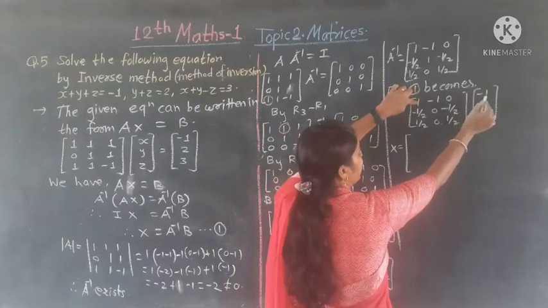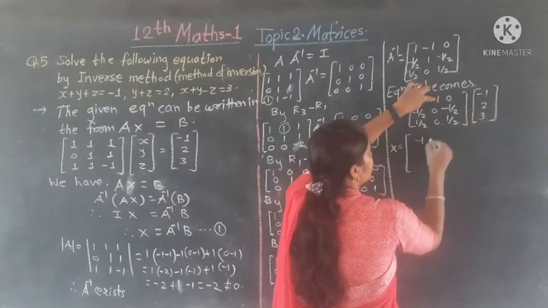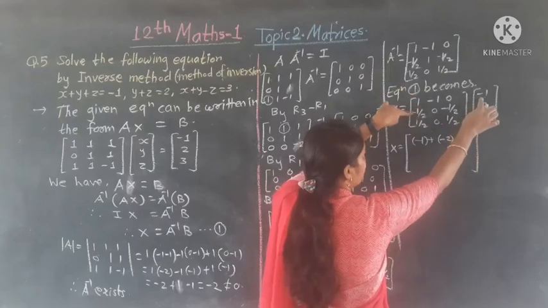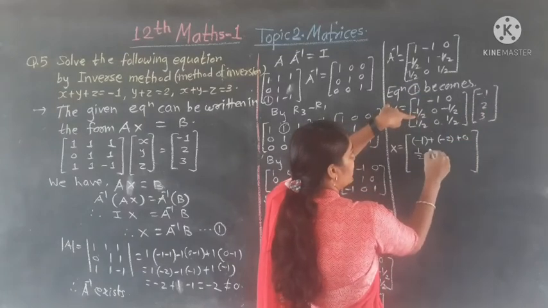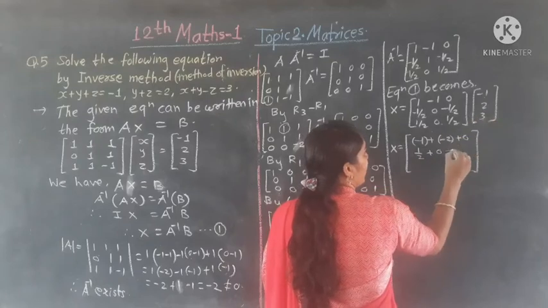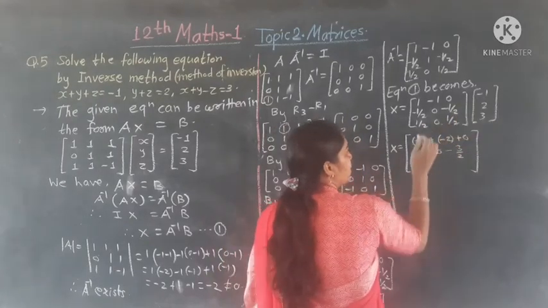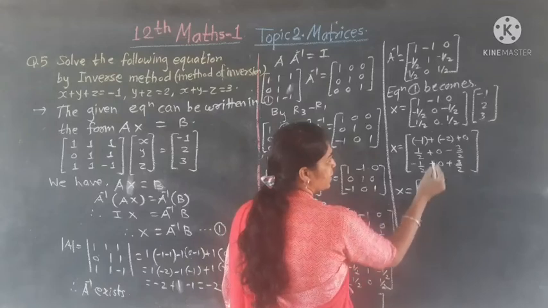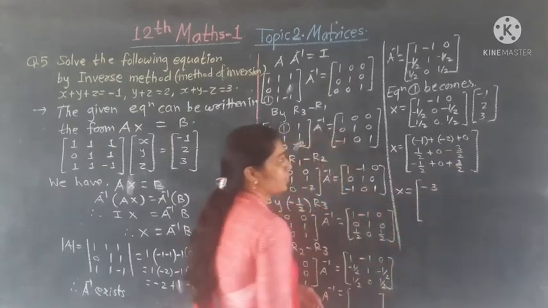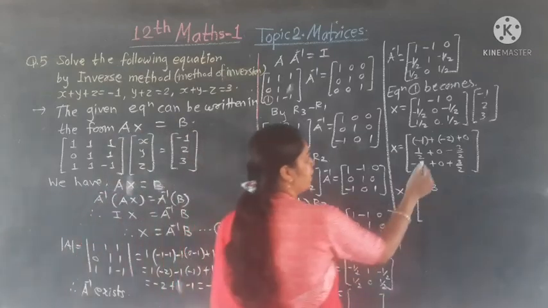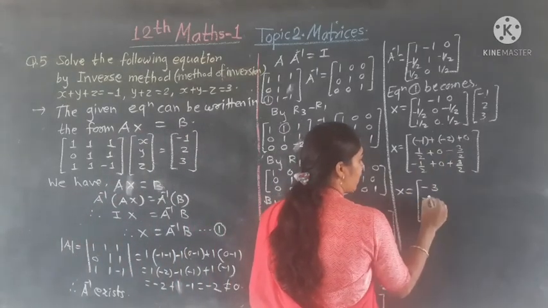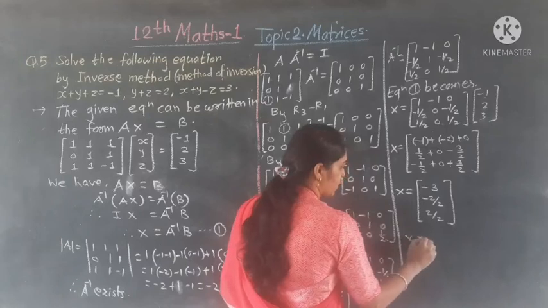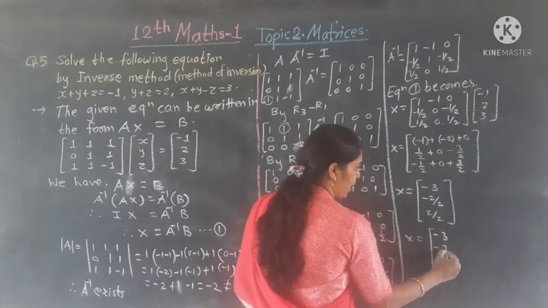You multiply this 1 into -1 plus -2 plus 0. Then second minus plus half plus 0. And here minus 3/2. Here minus half plus 0 plus 3/2. Therefore we get matrix X as -3, minus 1, and here minus 3 plus 2 means minus 2/2. Here 2/2. That is we get last matrix X as -3, minus 1 and 1.